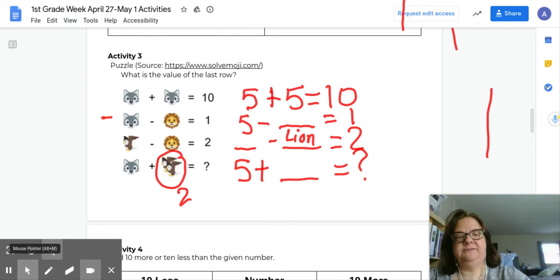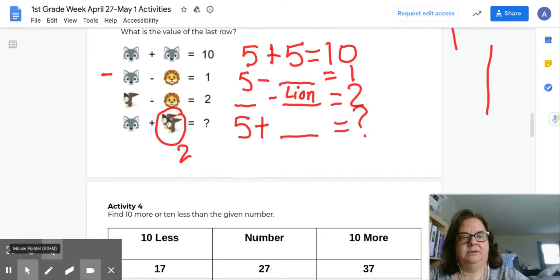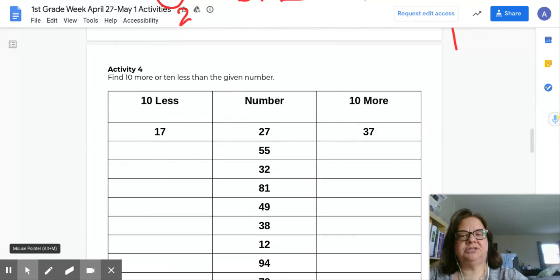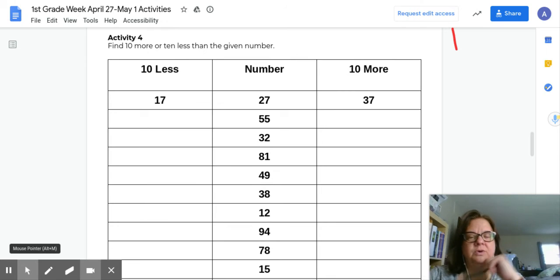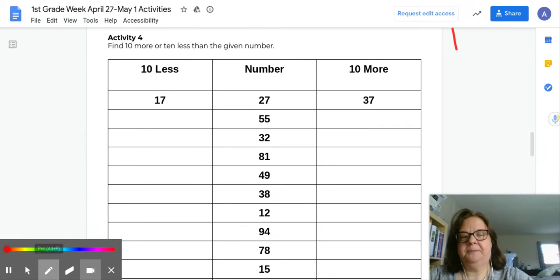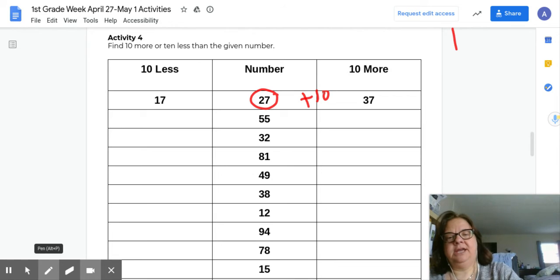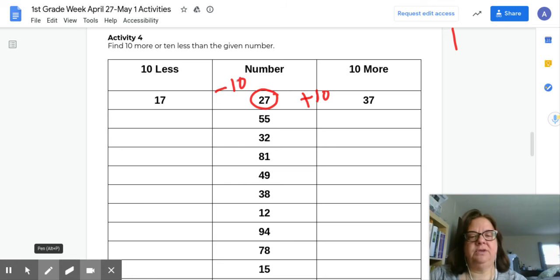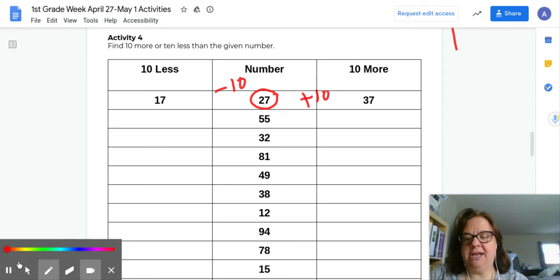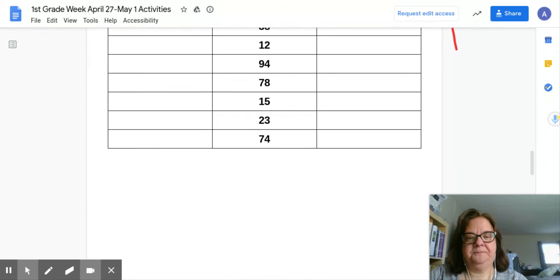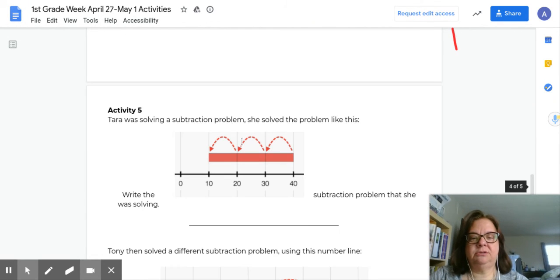We're going to move down to activity 4. We have done this, just not quite in the way this looks. We're doing the numbers in the middle, and you are going to do plus 10. 27 plus 10 will give you 37. And over here, you're doing minus 10. So 27 minus 10 will give you 17. So you're just filling out that chart with 10 more and 10 less. And moving down. My computer's a little slow.